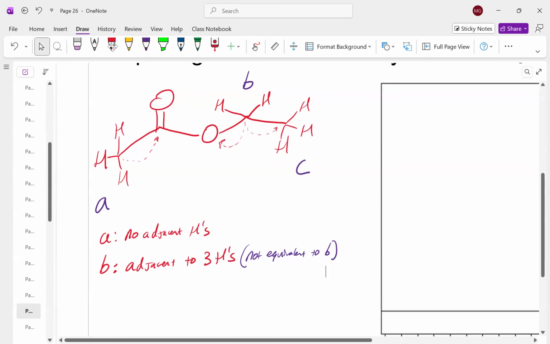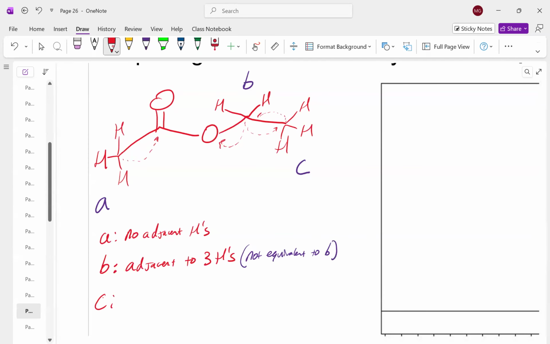And then let's look at the C hydrogens. All right, there's nothing in one direction to the right, but if I go to the left, I do hit an adjacent carbon with two hydrogens. So C is adjacent to two hydrogens. And again, I want to emphasize that those two hydrogens are not equivalent to C.